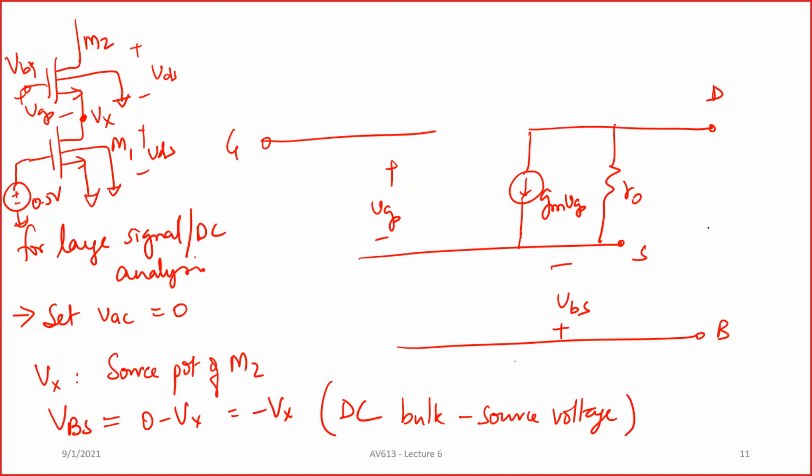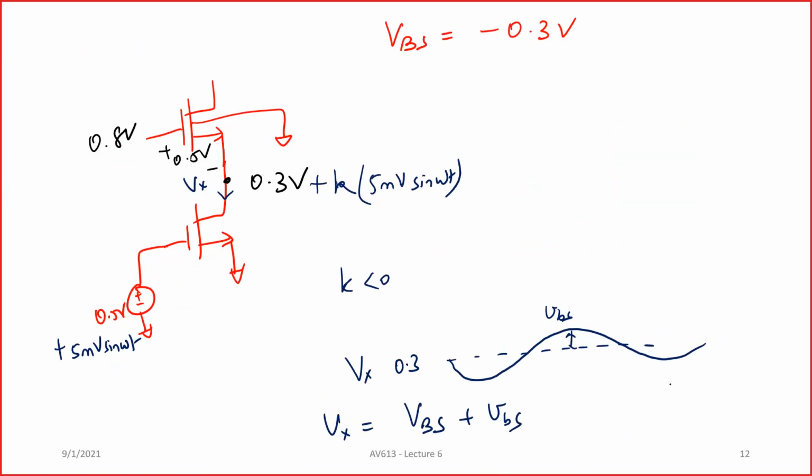So if you look at this particular small signal model... Sir, when you're writing Vx equal to VBS plus VBS, should it be minus something? Minus of VBS plus small VBS? Yes, of course. You're saying it is 180 degrees out of phase, right? Sir, VBS is body to source, and Vx is the source potential. Okay, you're right. Let's say this is minus Vx. Yes, correct. Minus Vx is this particular thing.